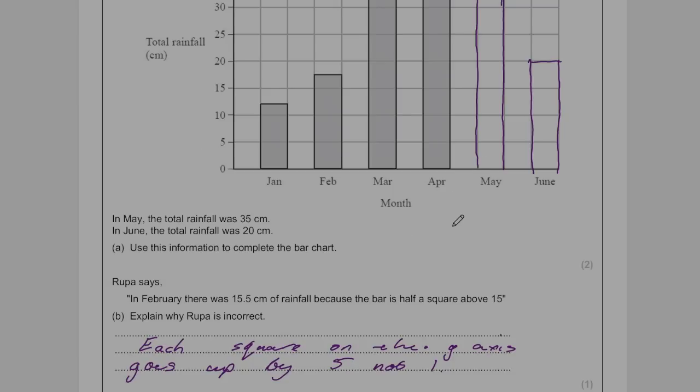We could include what it should be. So should be 17.5. So we've explained it. I don't really need that last bit. I'm sure it would be absolutely fine just to state: each square on the y-axis goes up by 5, not 1.